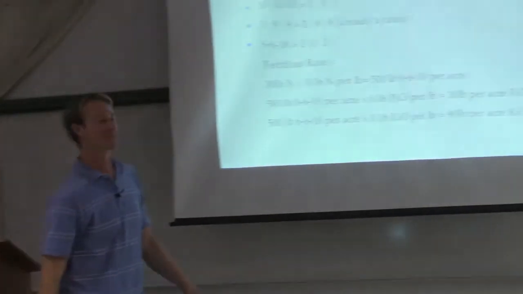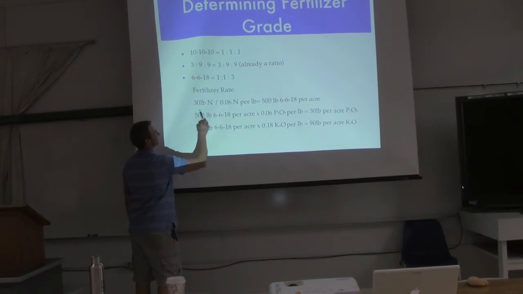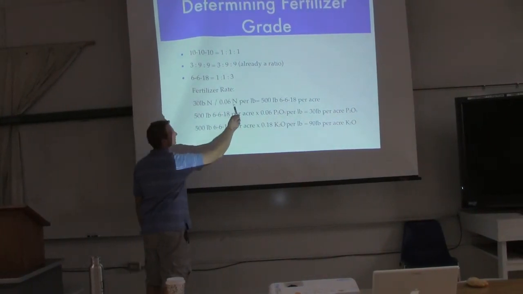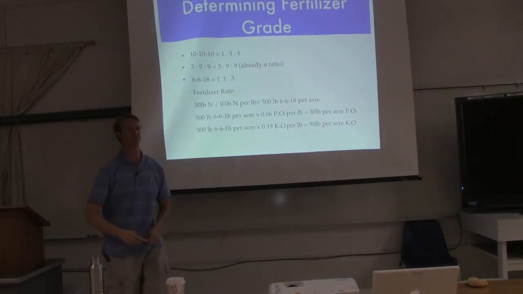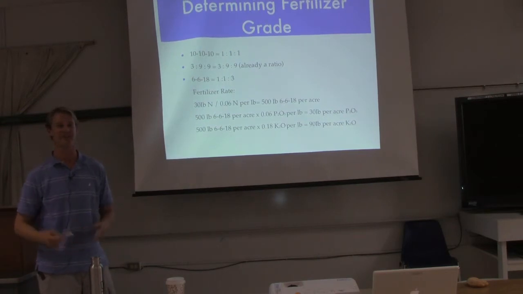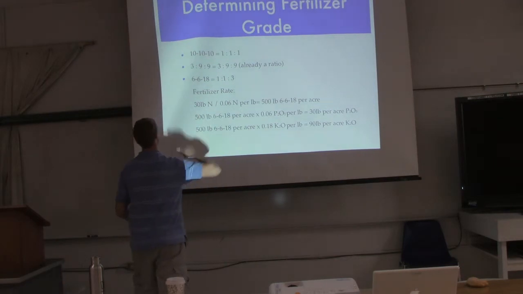So I take 30 divided by the percent in decimal form, and that tells me how many pounds of that I'm going to need to meet my nitrogen requirement. That simple, super easy. It looks more complicated than it is. Here's where it gets complicated.